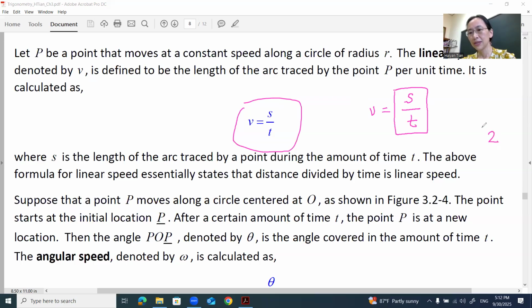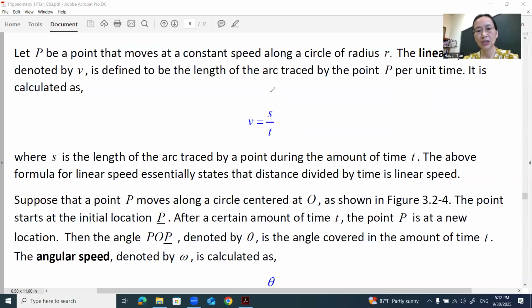So suppose in 2 minutes, it traveled 12 inches, right? Then per minute will be 6 inches. So it's just to make sense with this formula. S over T, where the total time is T. If during this time period it traveled this long, that's the arc length, then per unit time will be this ratio. So that's how we calculate linear speed.